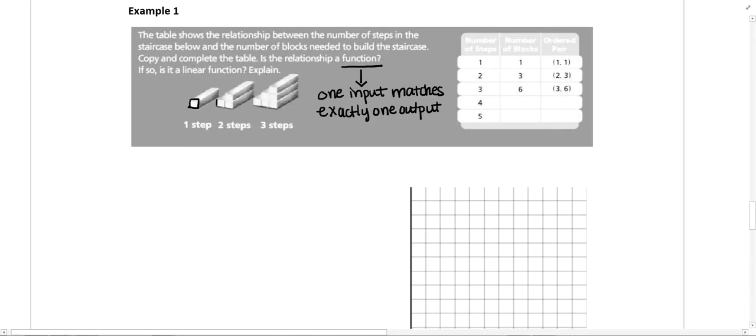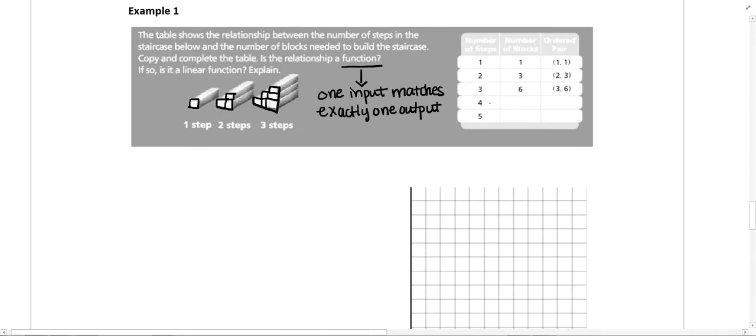To go up 2 steps, you don't just use 2, you have to use a third one as a sort of stabilizer right here. So with 2 steps we have 3. Then 3 steps, up 1, 2, 3 steps. If we count how many blocks we use, I see 1, 2, 3, 4, 5, 6. So we need to complete this table.